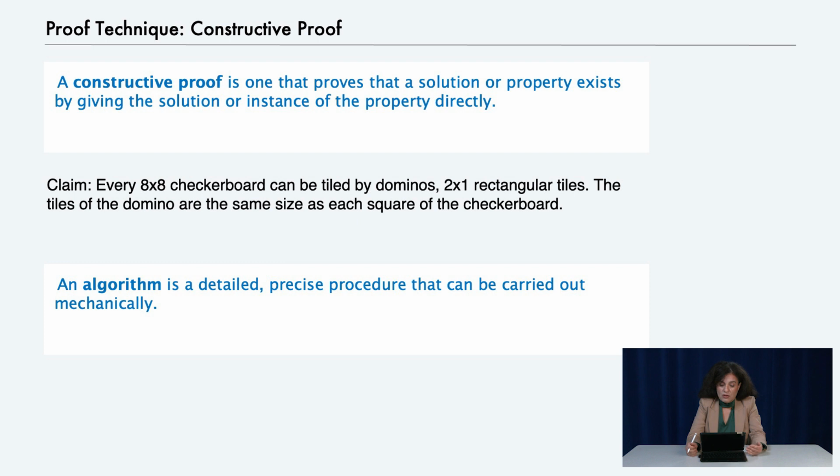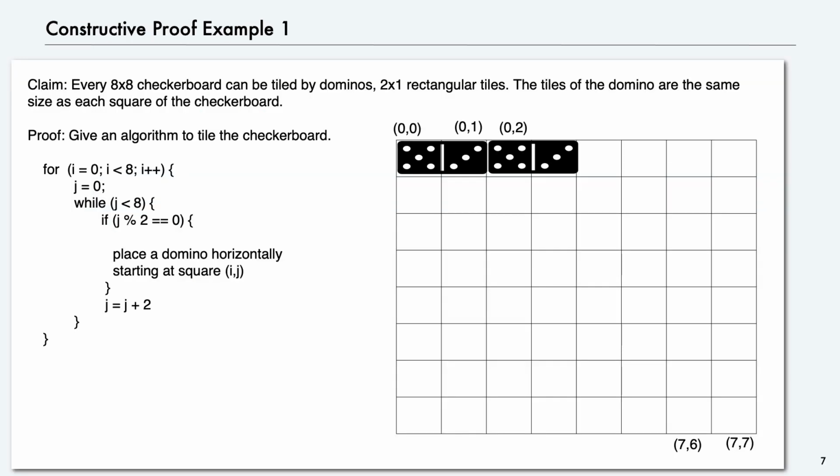We're going to give a constructive proof that uses an algorithm. An algorithm is a detailed, precise procedure that can be carried out mechanically. In fact, we could even code up such an algorithm. How could we do this? We can think of the checkerboard as a grid, and we can give coordinates to each square. For example, the upper left corner of the checkerboard, we can give the coordinates 0, 0. And the lower right, we can give the coordinates 7, 7.